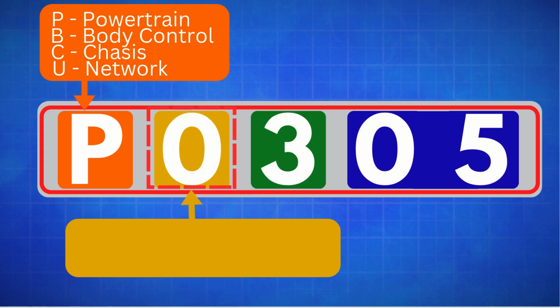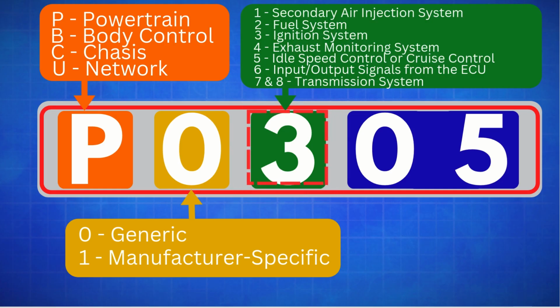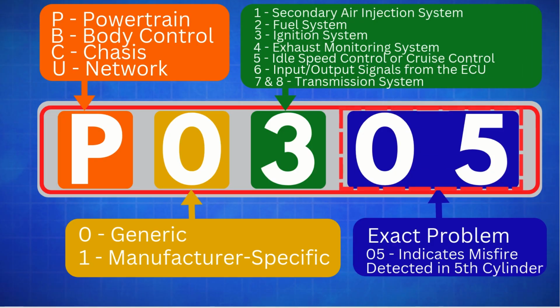Next is the second digit, which tells us whether the code is manufacturer-specific or generic. 0 means it's a generic code, applicable to most vehicles. 1 means it's manufacturer-specific, designed for a particular make or model. The third digit in the OBD code indicates the specific subsystem that's affected. Here's what each number represents, and these last 2 digits indicate the exact problem that your car is experiencing.